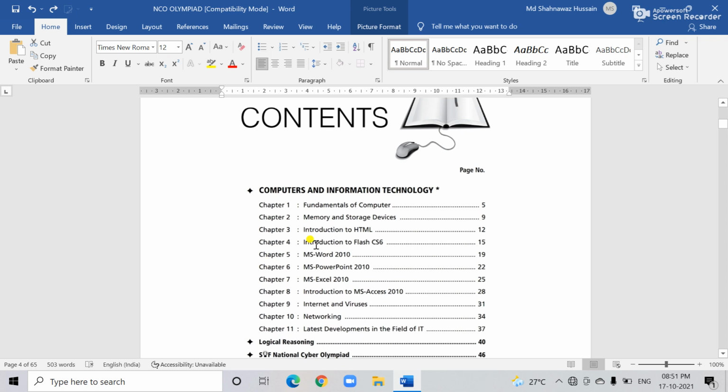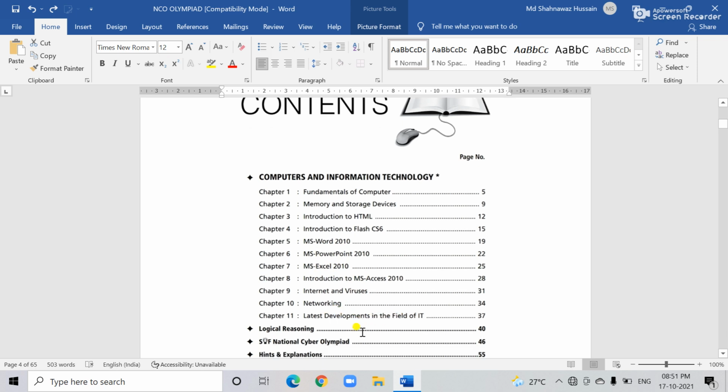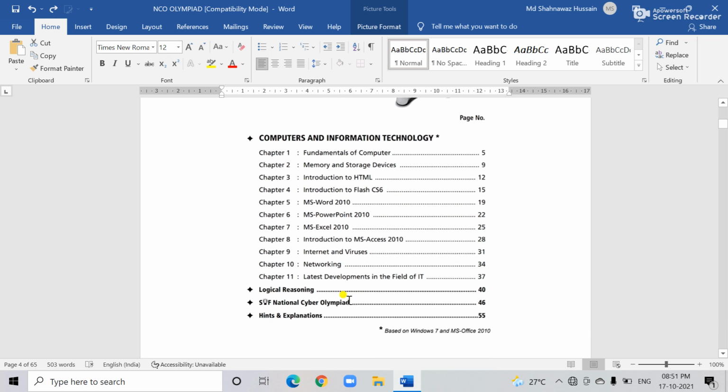Chapter 1 is the fundamentals of the computer. Chapter 2, the memory storage device. Chapter 3, HTML. Next is Flash, Microsoft Word, Microsoft PowerPoint, Excel, MS Access, Internet and viruses, networks, latest developments in the field of IT, and after this the logical reasoning and the National Cyber Olympiad and the hints. And these are the chapters. In total, there are 11 chapters.